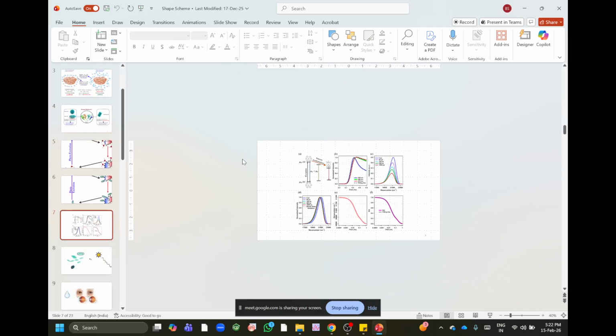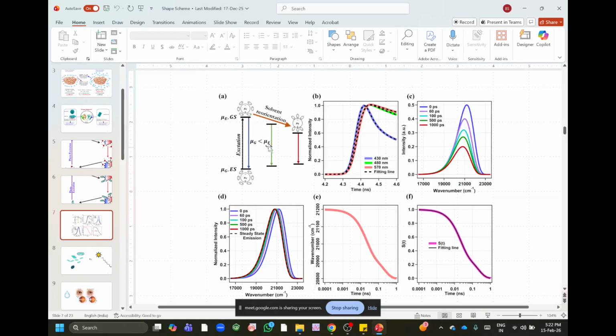Anyway, to show you, this should be the ground state. This is not the excited state. From here to here, see, fluorescence at this position, fluorescence at this position, fluorescence at that position. We are capturing all this.